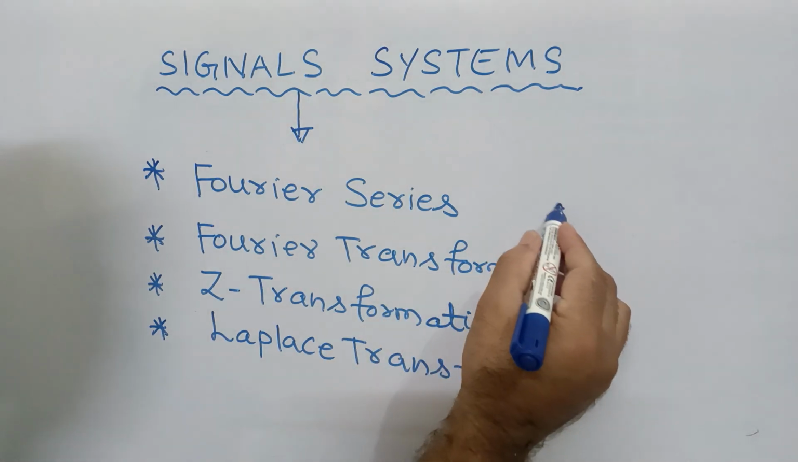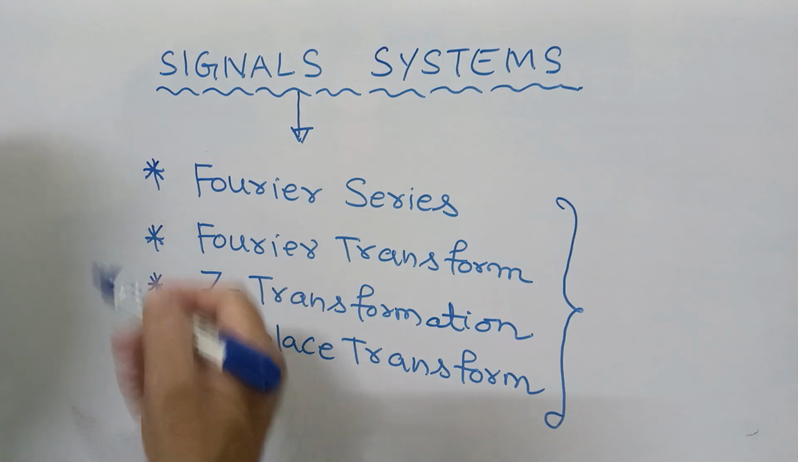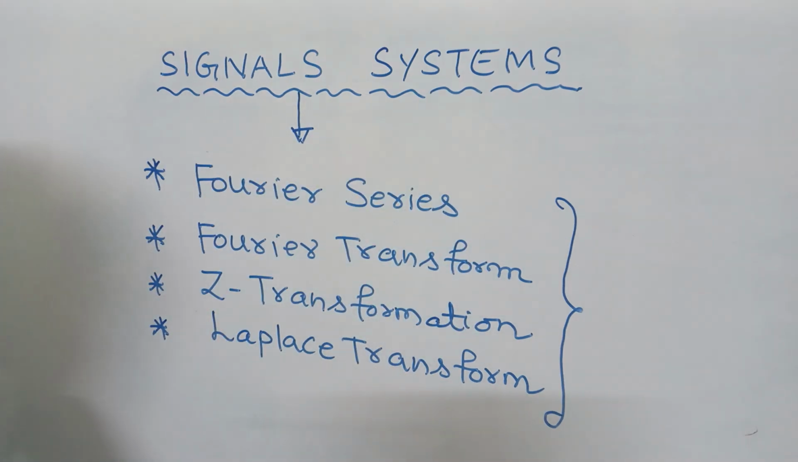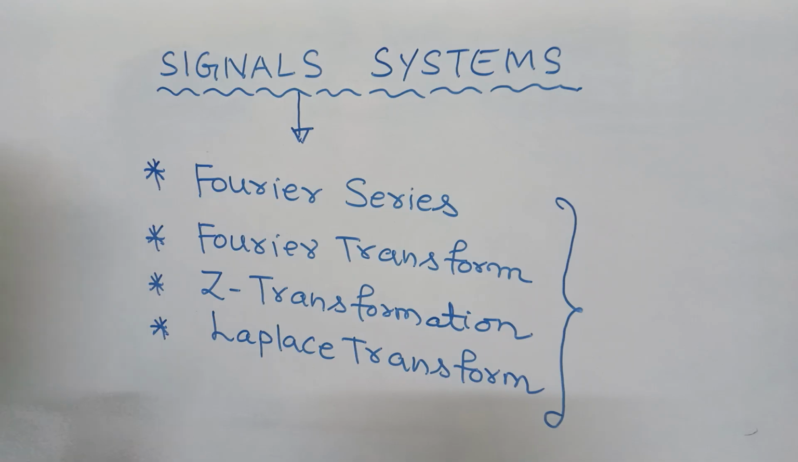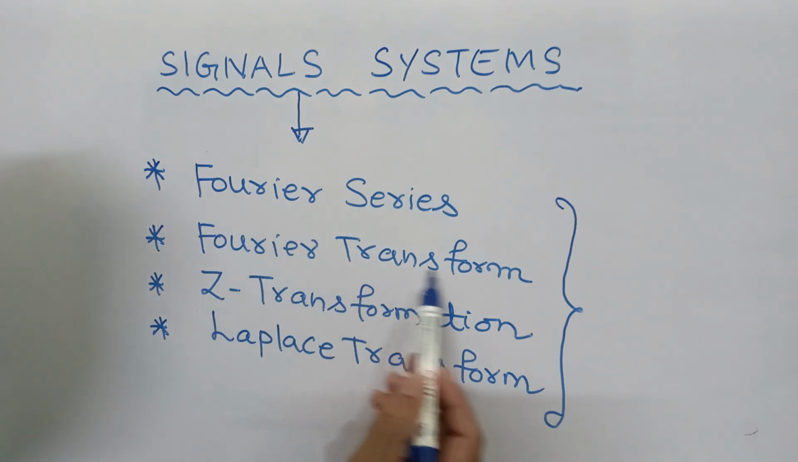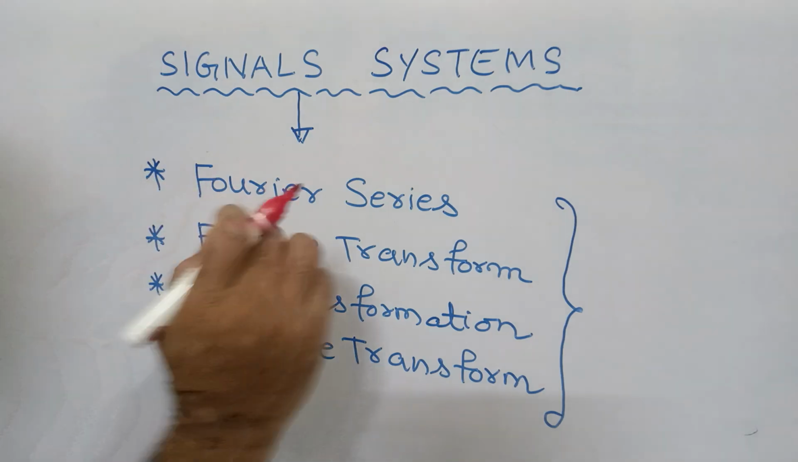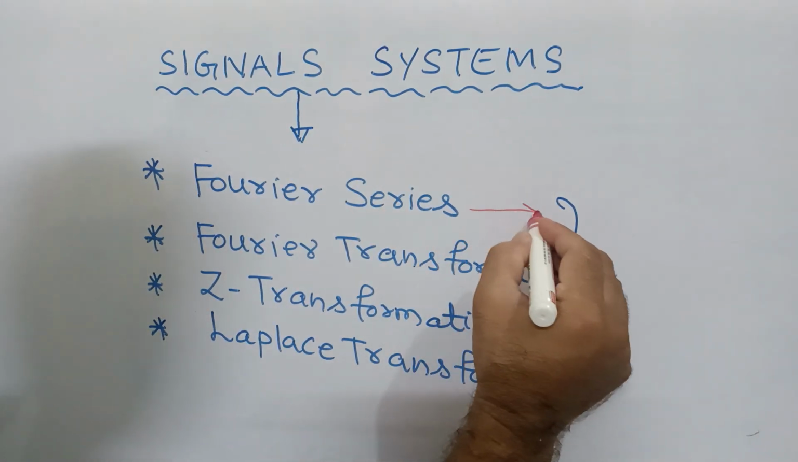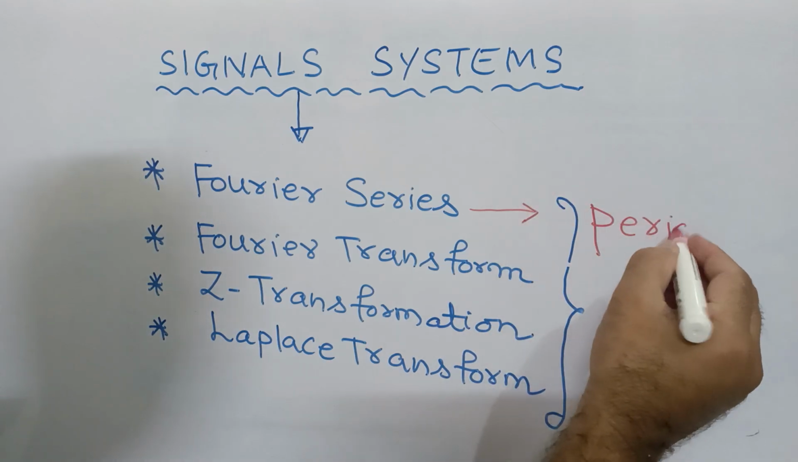These are the four very important tools used in signals and systems in order to study the behavior of a signal. The first is the Fourier series, the second is the Fourier transform, the third is the Z transform, and the fourth is the Laplace transformation. I will explain in detail. Just remember, the Fourier series is used to analyze the periodic signal.